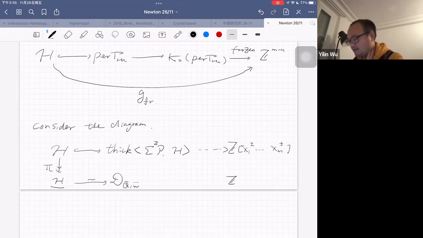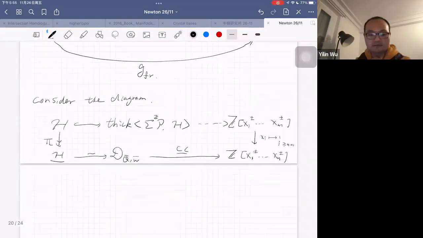And he also defined the cluster character. This map specifies all the xi to 0 for i bigger than n plus 1. And so consider the following diagram. Then we have the following theorem.